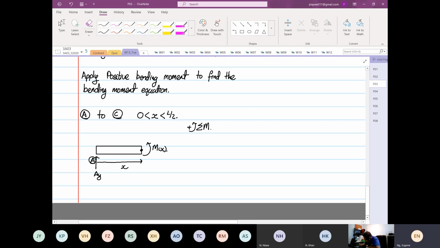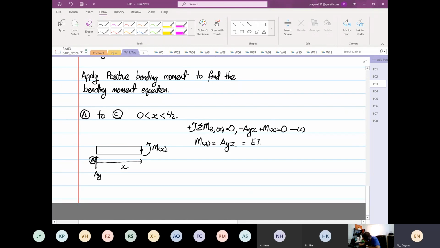So we're going to write the summation of moment at point x distance is equal to 0. So this will be equal to minus AY x plus M as a function of x, the whole thing equal to 0. So this is my equation number 1. So we know that M as a function of x is equal to AY x.